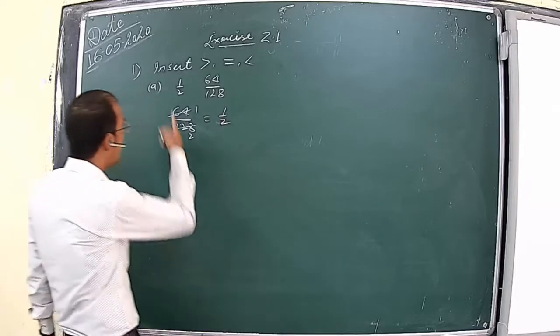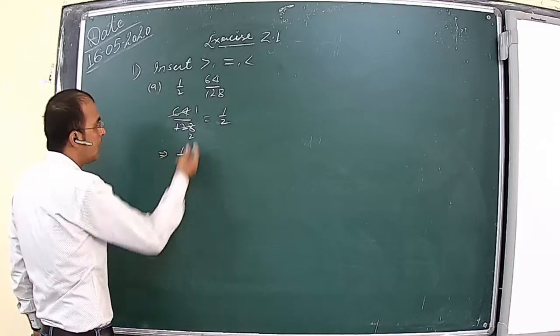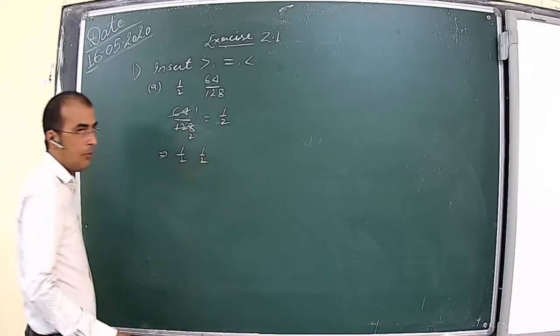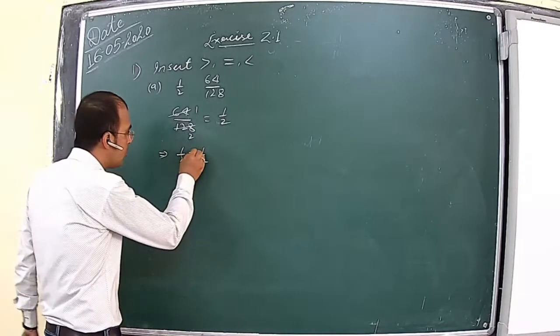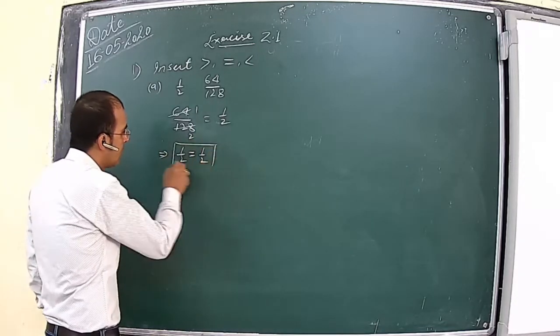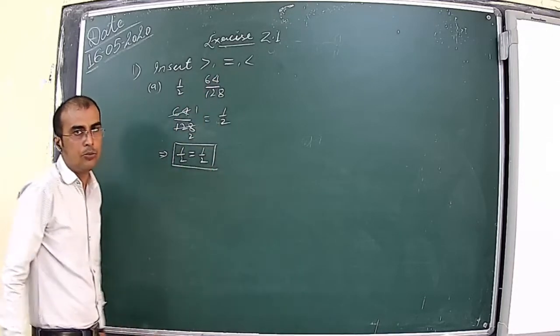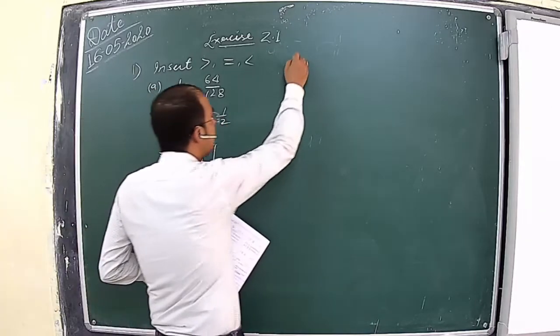It means that 1 by 2 and 64 upon 128 can be written as 1 by 2. Then what can you say? 1 by 2 equals 1 by 2. It means both are equal. Then which sign will you use? You will use equal to. Is it clear?